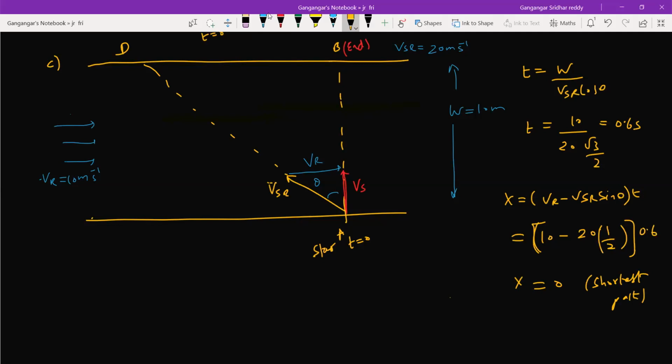I just picked up this. It is a very basic problem, so that in any other numerical you can manage comfortably with this idea. Last case, we'll go for it. VSR is 30 meter per second.